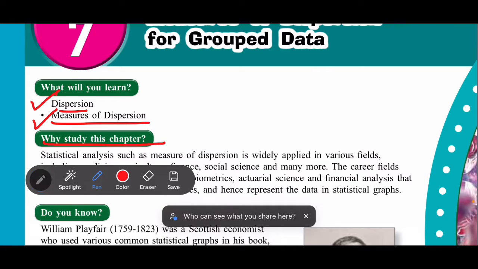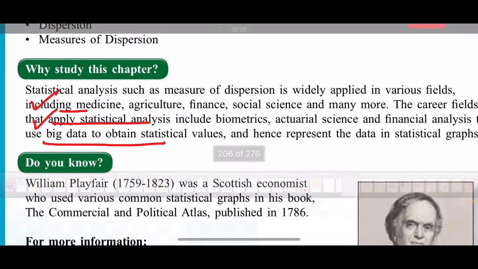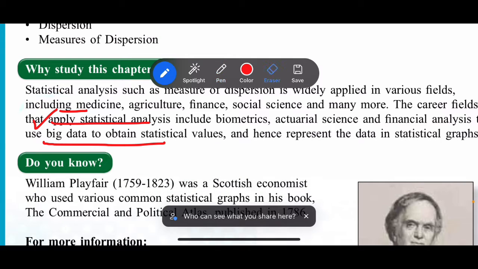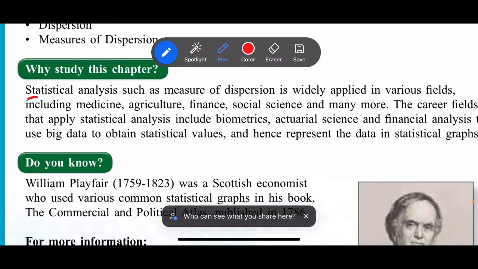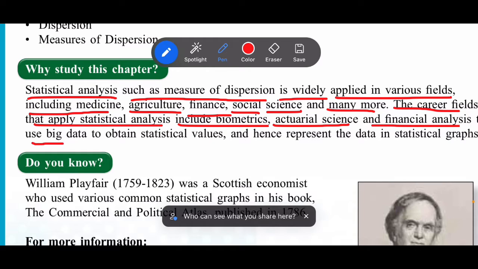And why study this chapter? Let's see, why is it so important to study statistics, dispersion and measure of dispersion? Statistical analysis such as measure of dispersion is widely applied in various fields, including medicine, agriculture, finance, social science, and many more. The career fields that apply statistical analysis include biometrics, actuarial science, and financial analysis. Use big data to obtain statistical values and hence represent the data in statistical graphs.